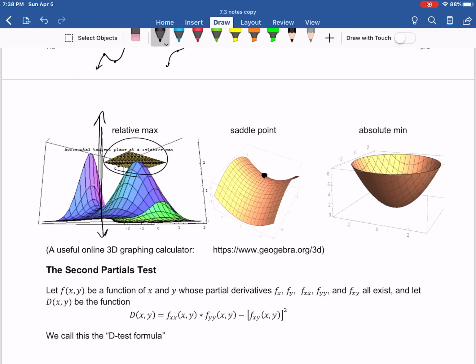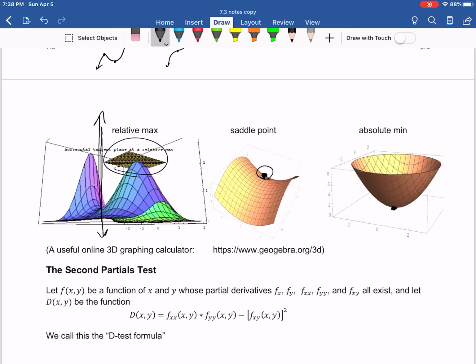Another case where you could have a critical point is shown in the graph in the middle. It looks like a saddle that you might put on a horse, and so that point that I've identified is called a saddle point. This is also going to be found as a critical point, but it is not a max or a min. And the third case that you might come across is a graph where you have an absolute minimum or an absolute max, but the process is identical to finding relative extreme points.